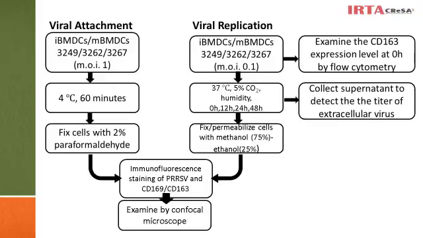In the viral replication, the multiplicity of infection was changed to 0.1, and we collected the cells and the supernatants at 4 different time points: 0, 12, 24, and 48 hours. For the cells, we fixed and permeabilized them and also did immunofluorescence staining for the virus and for the receptor CD163. And for the supernatants, we did the titration. Now let's move to the results.